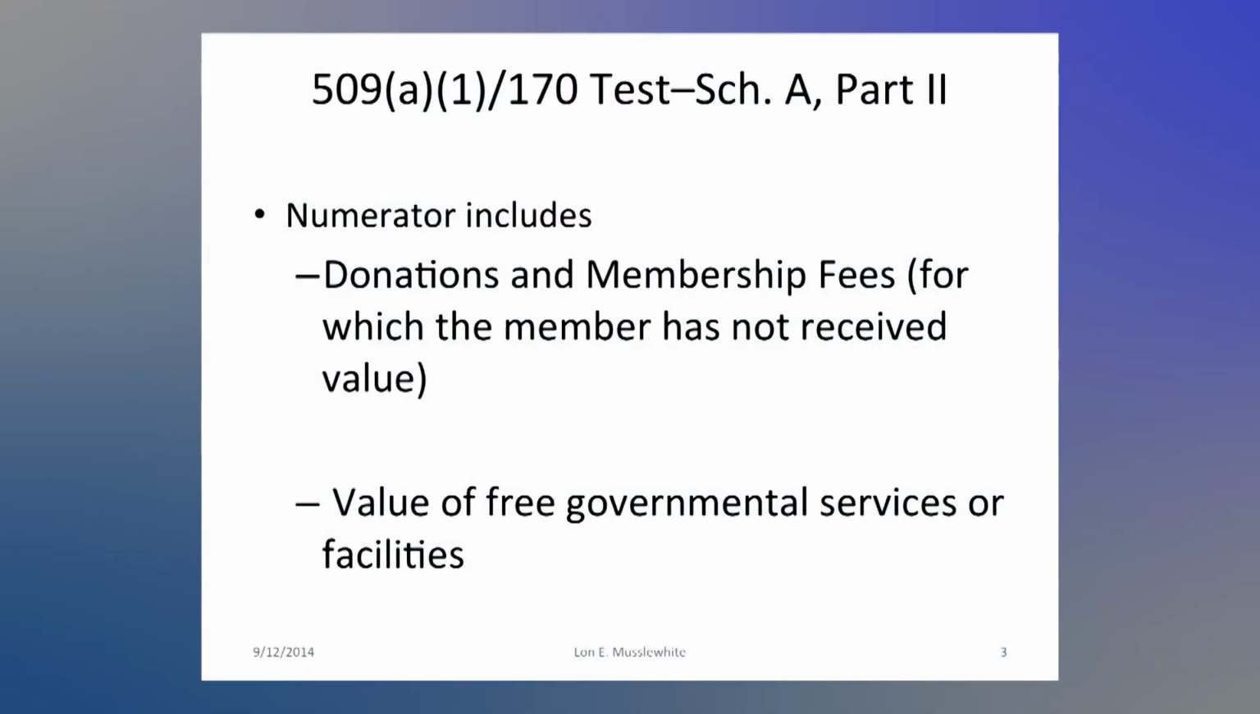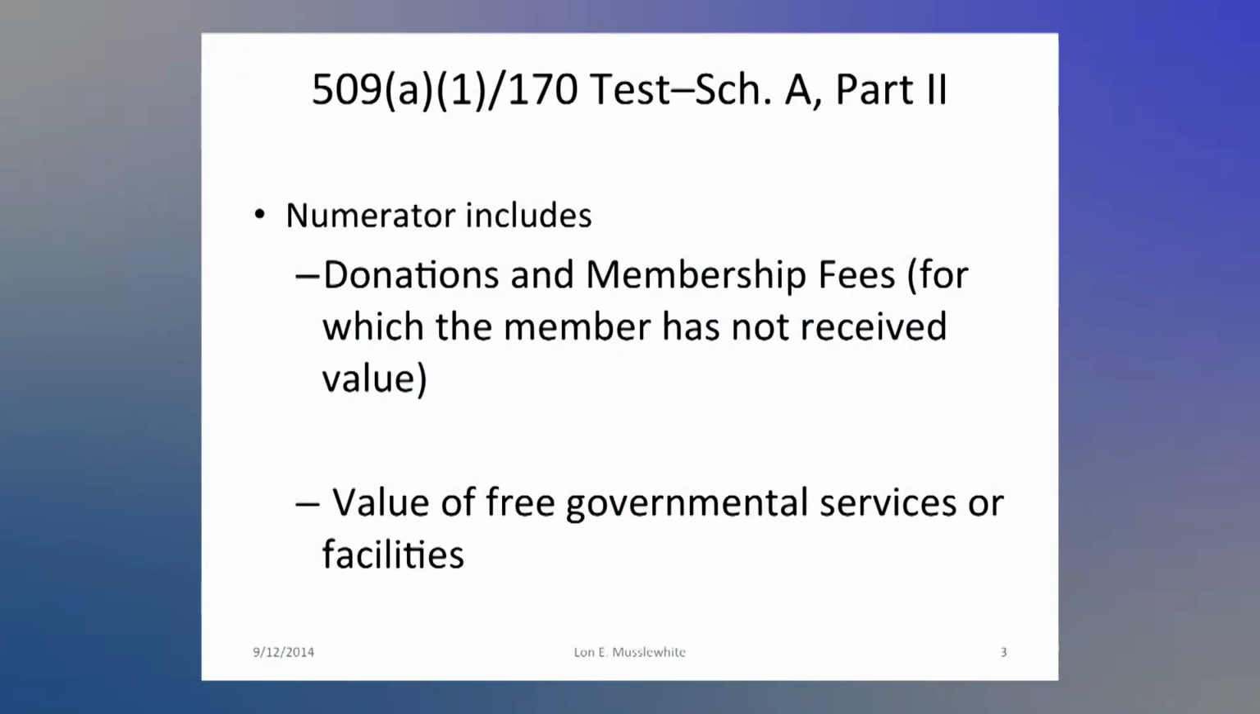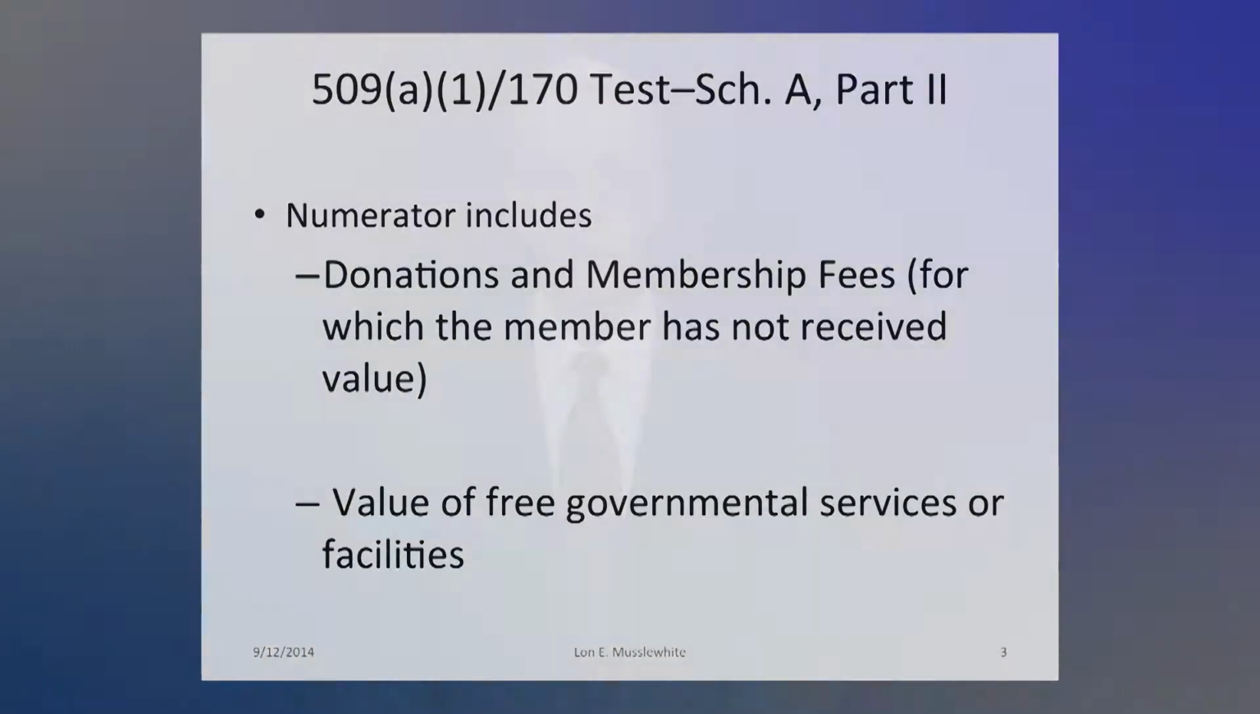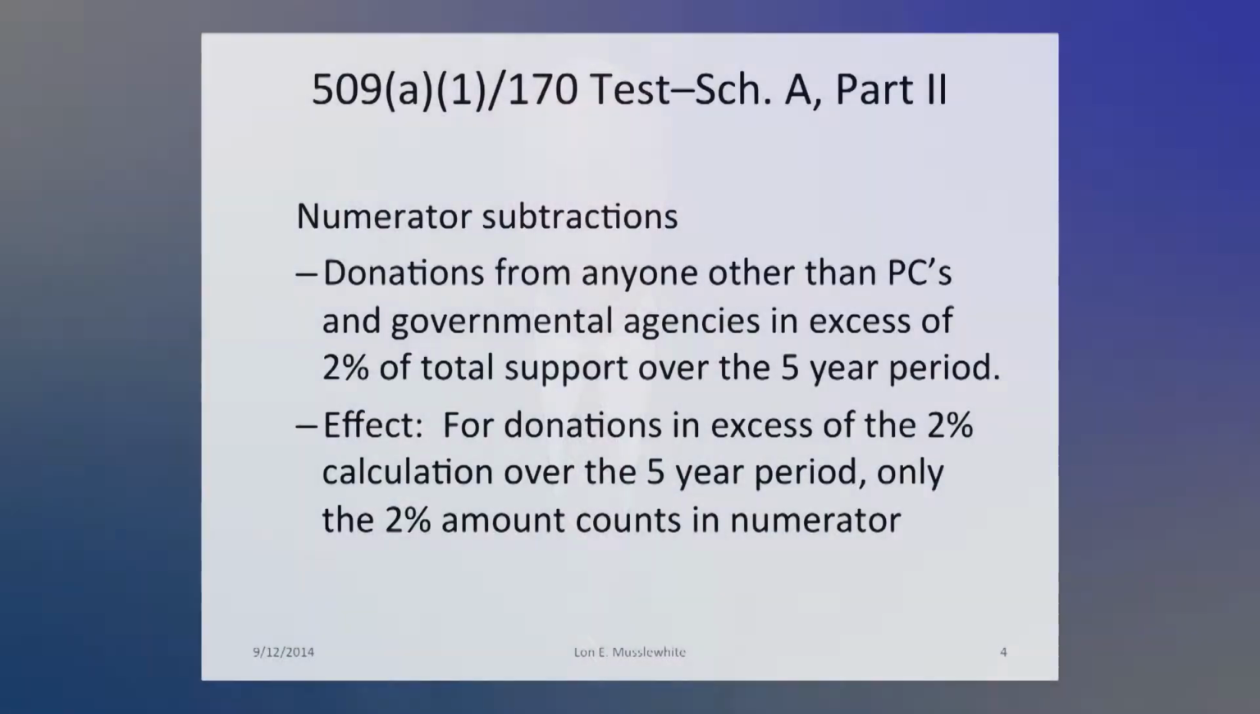For the 509A1 test, which is a little bit more well known, the numerator of this fraction includes donations and membership fees. It's important to note that the membership fees we're talking about here are the ones that represent support and not ones for which the member has received some return benefit or value. And the numerator includes the value of free governmental services or facilities.